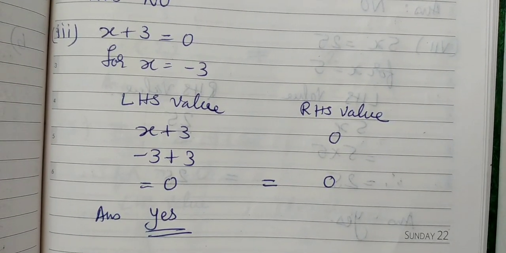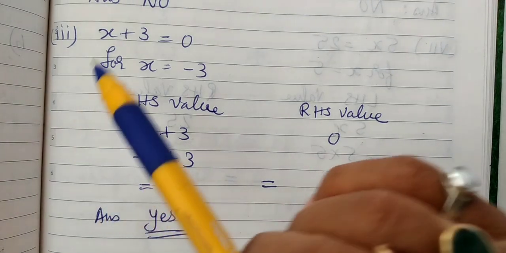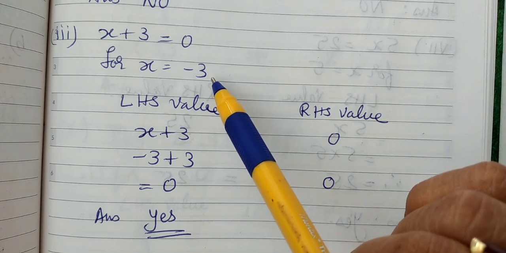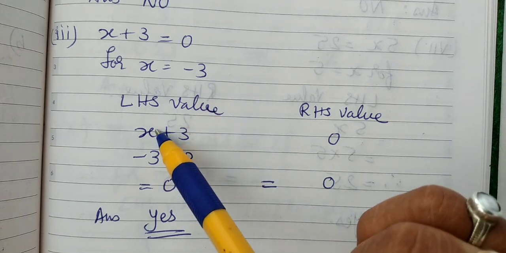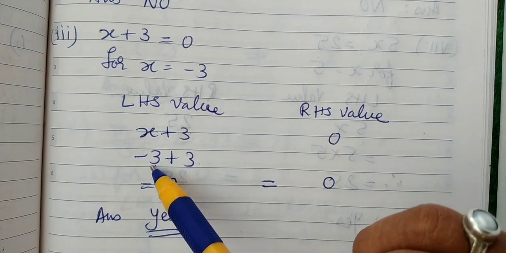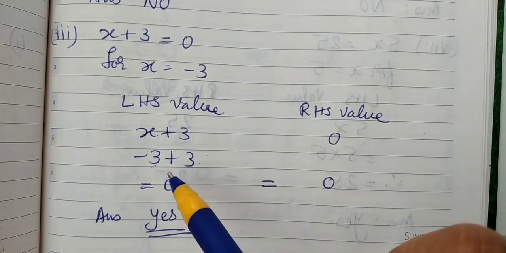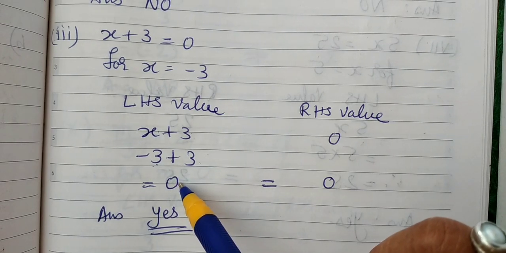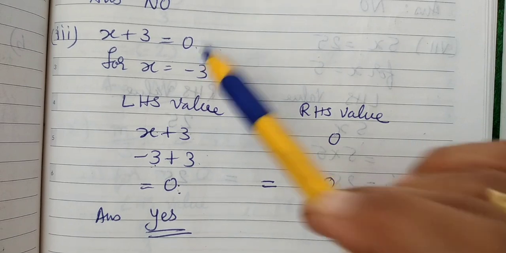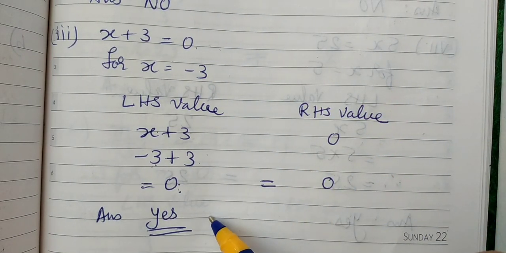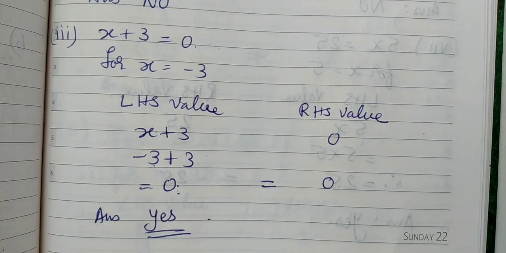Now we move on to the third sum, where you can see x plus 3, the same equation taken, and x is taken as minus 3. Substitute the value of x as minus 3 and then try to solve it. Minus 3 plus 3 gives you 0. So now we have come to the point. Left hand side value is 0 and right hand side value originally is 0. So 0 is equal to 0 and so the answer will be yes. Is that clear to you?